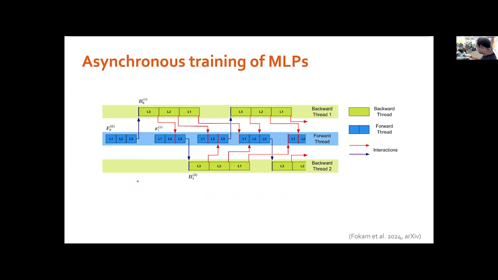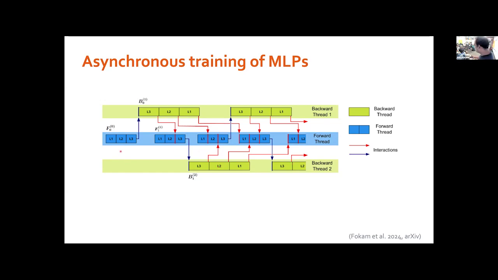What we did was see if we could completely ignore the locking problem. We make the updates as soon as they're available, and we make the updates layer-wise as well. As soon as an update is available for a certain layer, we immediately update the parameters. This is an illustration with one forward thread and two backward threads, because the backward pass usually takes about twice as much time as the forward pass. The goal is to have full utilization of all of the devices.